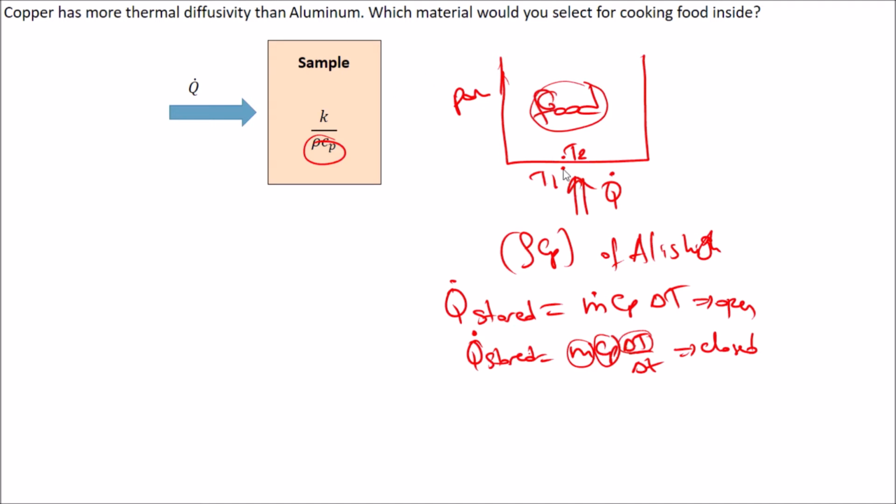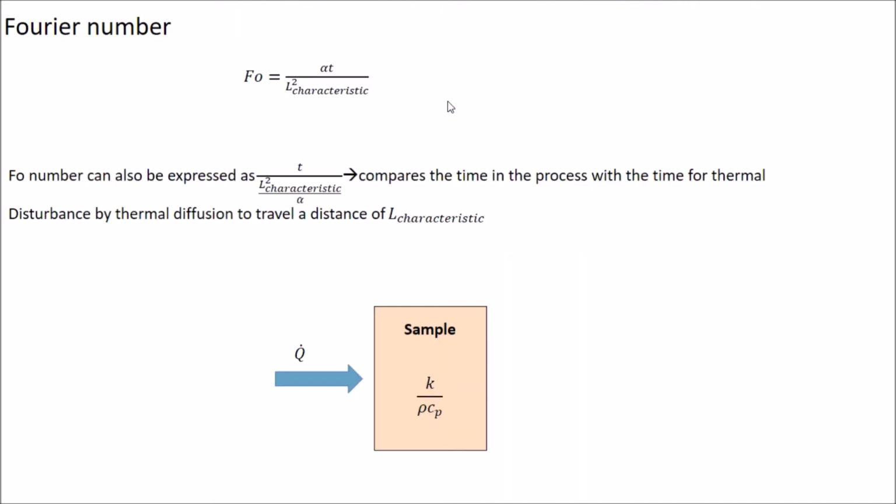But for the copper, T2 is much greater than T1 because it has lower rho Cp, and lower rho Cp means higher delta T, and the higher delta T means that T2 is much higher than T1, and therefore the food feels the temperature much better than in the case of the aluminium. Therefore we should select the copper. But if it is cost, then aluminium is better because aluminium is cheaper.